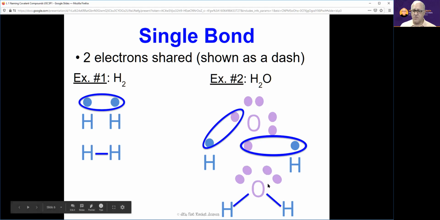And it's shown, if we draw this illustration, oxygen has 4 valence electrons. And we're going to use a dash between the oxygen and the hydrogen. And so we know these are single bonds. 2 electrons are shared. The electron from the hydrogen and the oxygen, and the electron from the hydrogen and the oxygen.